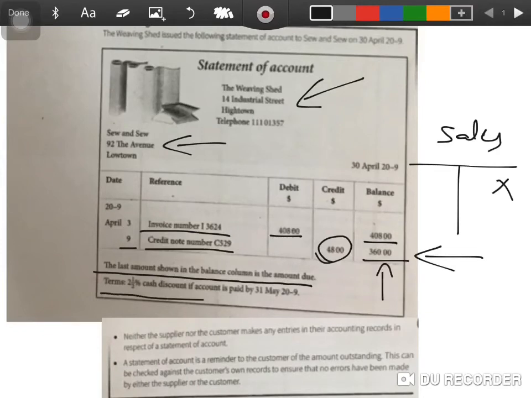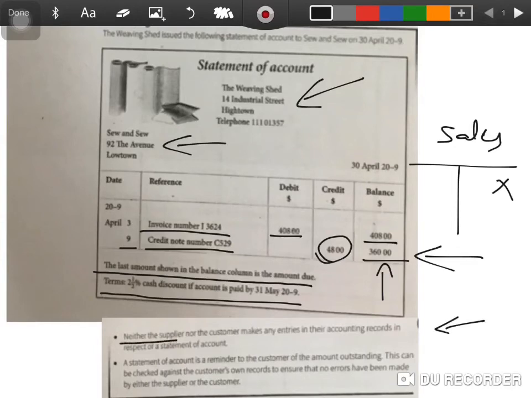And these are the terms. I have already explained this when we were doing the invoice. The terms are basically 2.5% cash discount if the account is paid by 31st May. So if CU&CU end up paying me by 31st May, I am going to allow them a 2.5% cash discount, right?